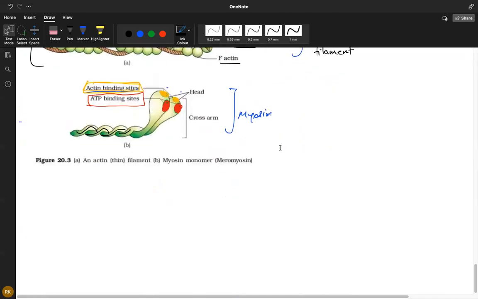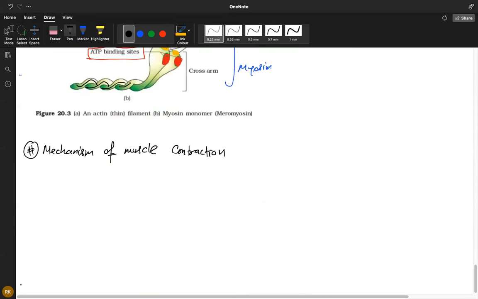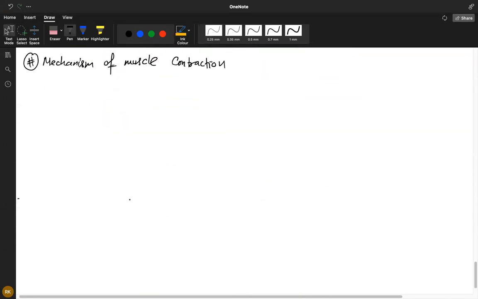If this part is clear to you, let's move to the mechanism of muscle contraction. This is the most important part of this chapter. For this, we were building this whole thing, fundamental concepts and all. So this is the mechanism of how our muscle contracts through these two proteins. This mechanism is very famously known as the sliding filament theory.